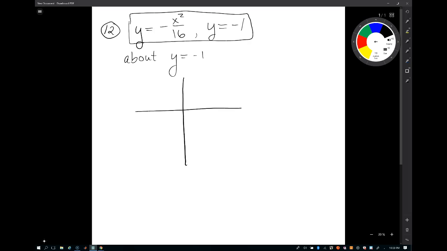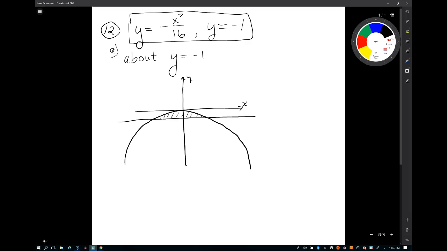So y equals negative x squared over 16 is a really wide upside down parabola. And then y equals negative 1 is, we'll say there. So this is the region we're talking about in part A.